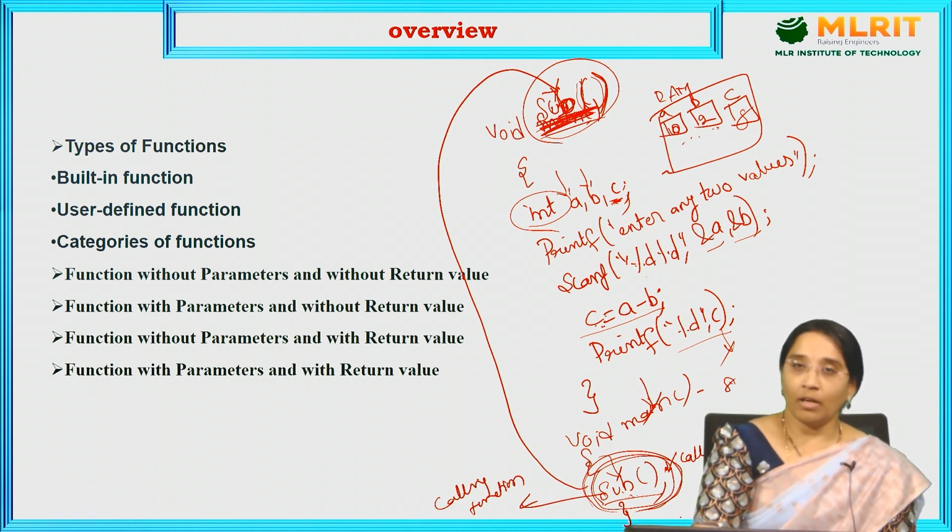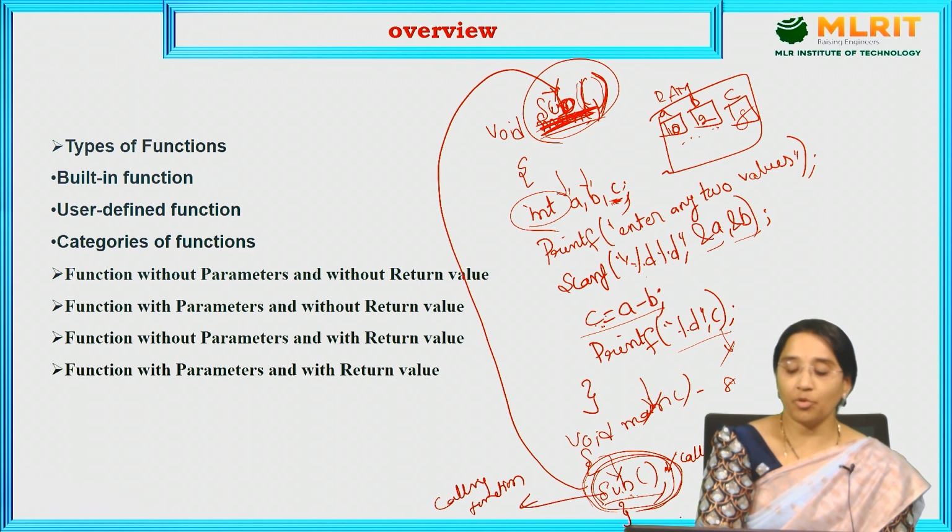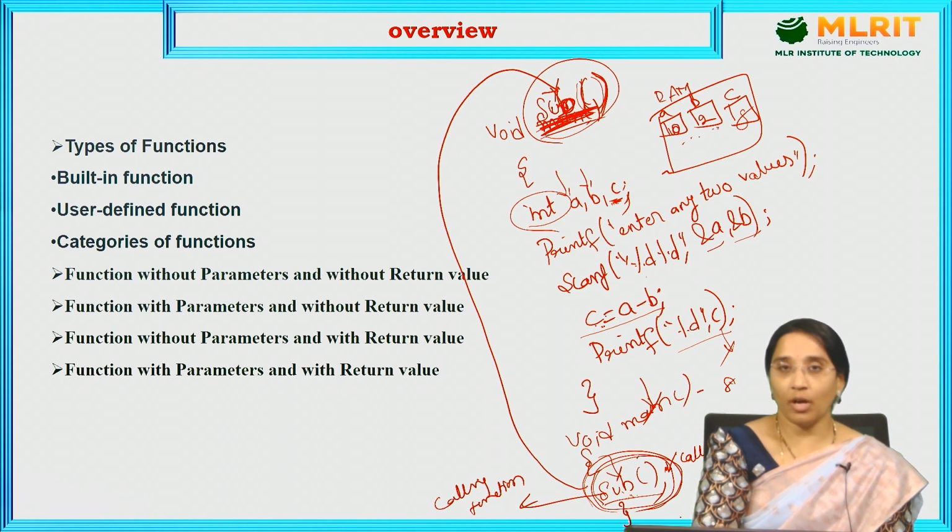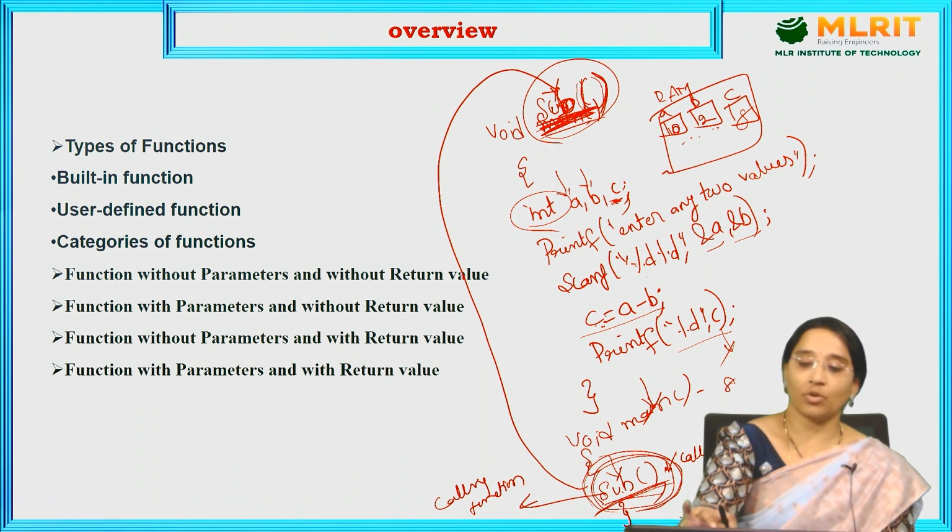In the main section, actual execution of your program starts from the main function. In the main section, what we have written? Sub with parentheses and semicolon, which means we have initiated a function call here. So now the compiler will understand this is the function call, but it will check where this function was defined. It was defined here.